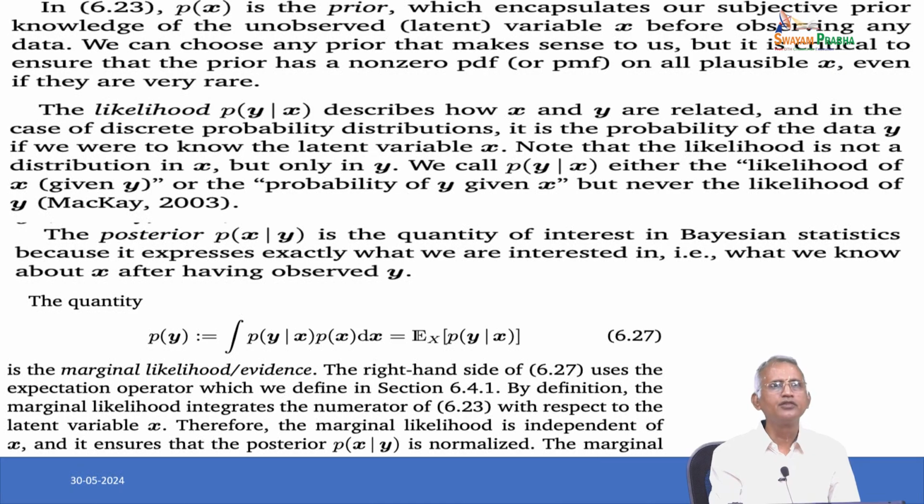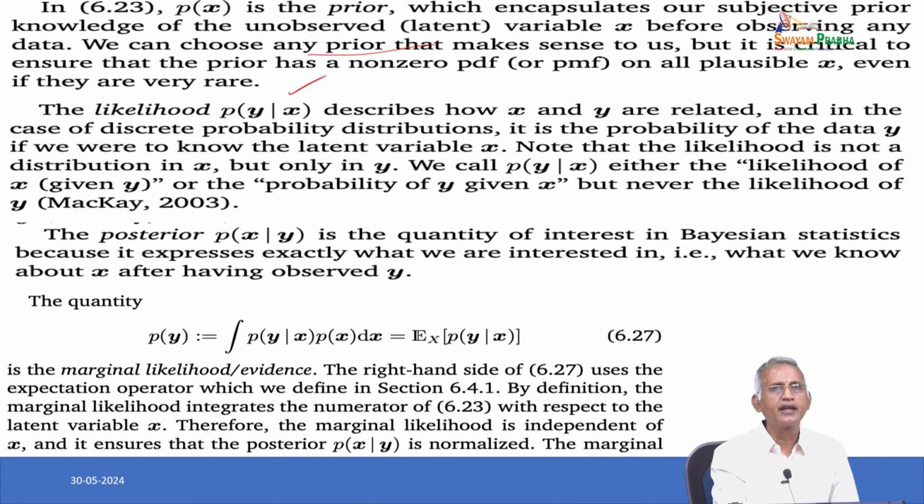Now, in 6.23, P(x) is a prior, which encapsulates our subjective prior knowledge of the unobserved variable x. Before observing any data, we can choose any prior that makes sense to us. So, it is critical to ensure that the prior has a non-zero PDF or PMF, probability mass function or probability density function, on all plausible x, even if they are very rare.